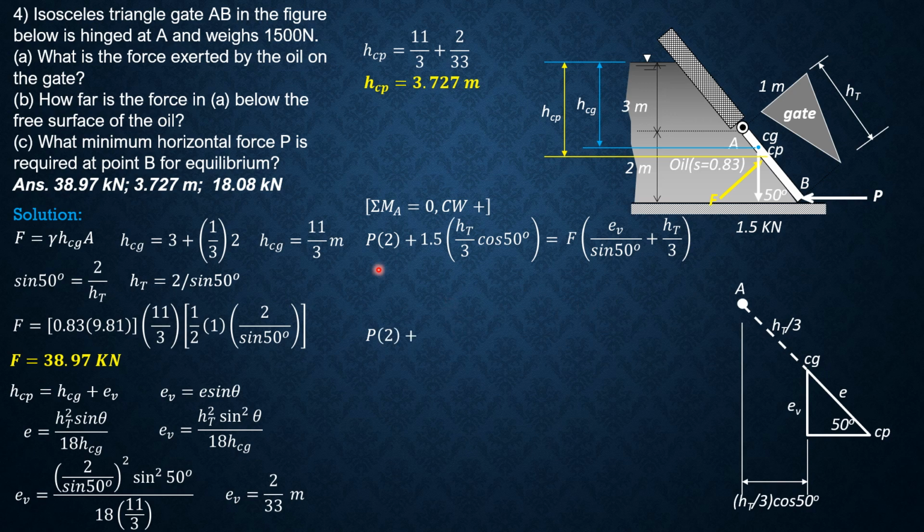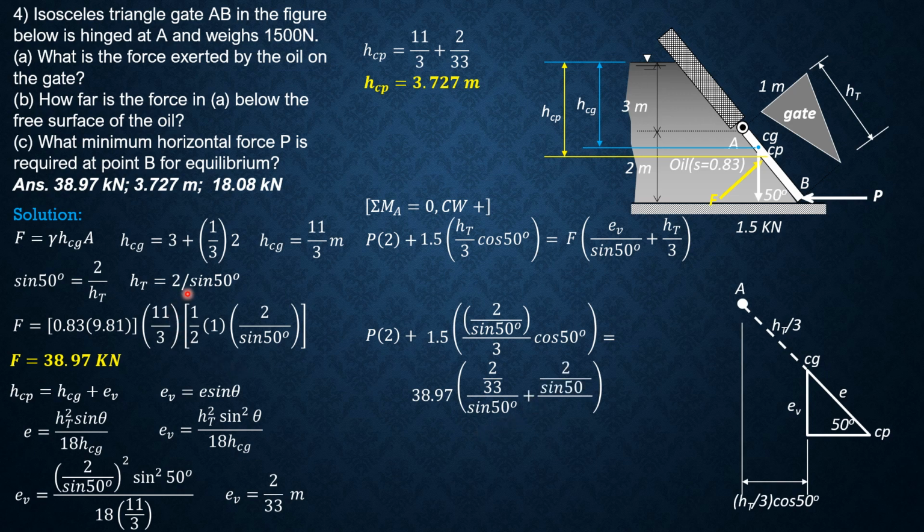So substituting these values, P times 2 plus 1.5 times quantity H sub T, which is 2 over sine 50, divided by 3 cosine of 50 degrees equals F, which is 38.97 times quantity 2 over 33 divided by sine of 50 degrees plus H sub T, which is 2 over sine 50 divided by 3. So solving for P is equal to 18.08 kilonewtons. So that's it. That's the solution to this problem here.